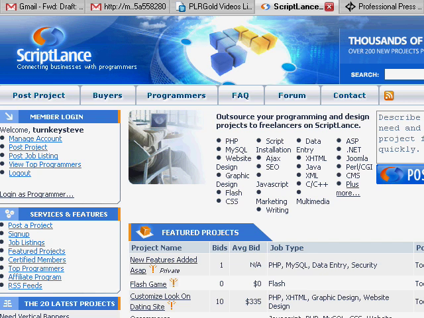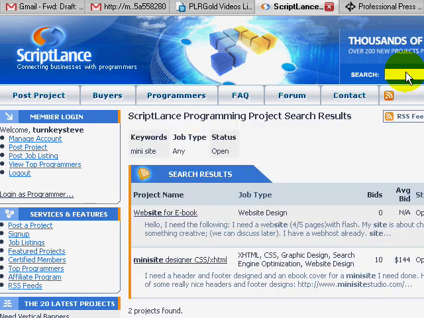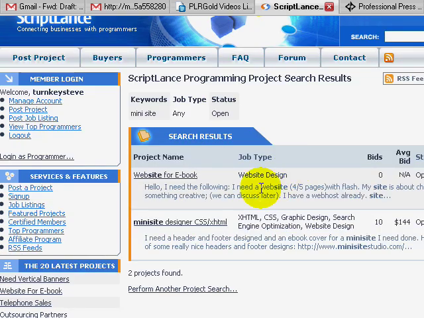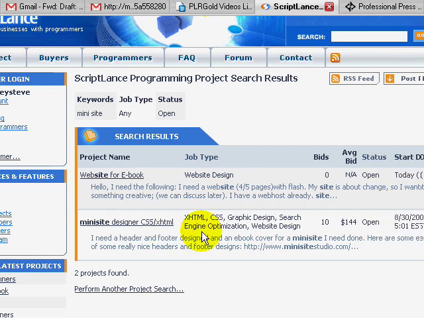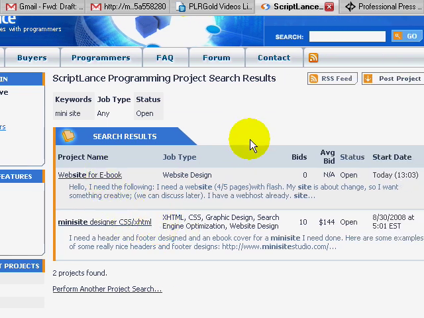For example, scriptlance.com. If I type in the word mini site, I can guarantee you that I will not get that many projects. In fact, I only see one here, for a website for a book. Most people on Scriptlance aren't looking for mini site designers. Some of them are, but most of the time they're looking for programmers. That's why it's called scriptlance.com, as in script. However, there are still people who go to scriptlance.com to look for a mini site designer.